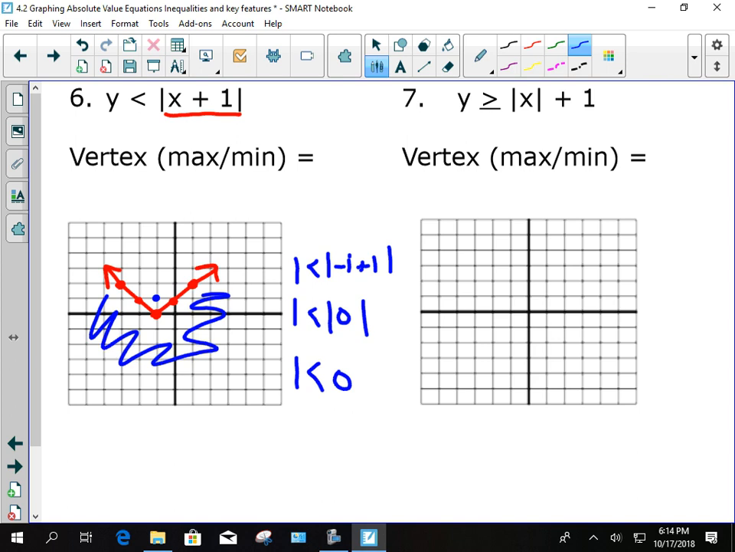You pick a point inside the cone, inside the V. If it's true, then you shade inside. If it's false, you shade outside.